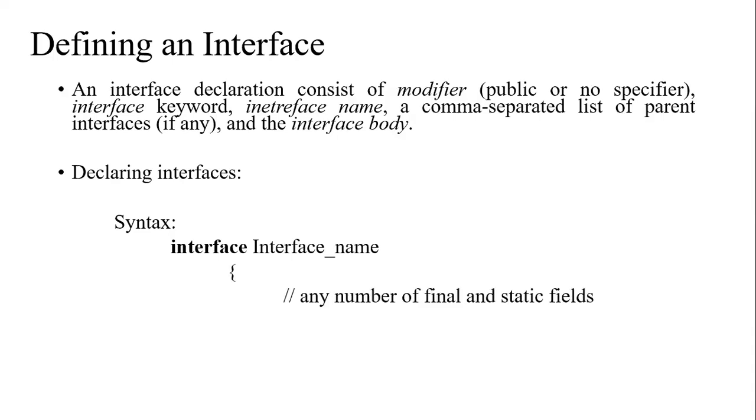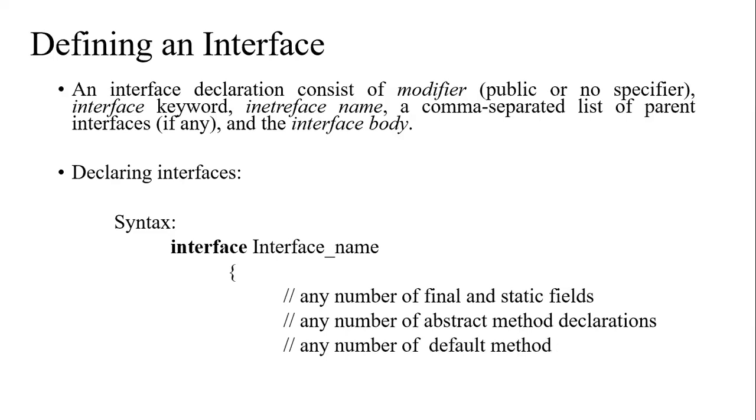Interface name, brackets, any number of final or static fields, any number of abstract method declarations, any number of default methods, any number of static methods. So with respect to interfaces, only these things are allowed to be written in an interface. You cannot write any constructors in an interface. If you are defining any field, that field will be final and static. If you are defining any method, by default that method will be an abstract method.